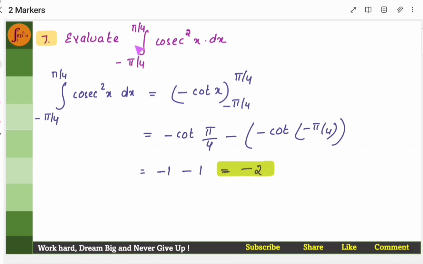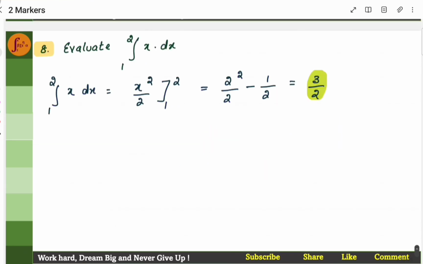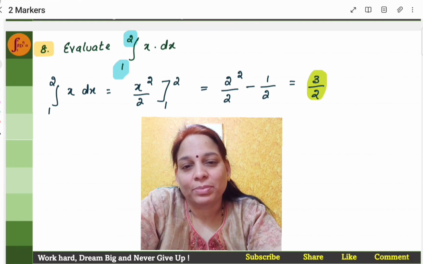Integral of cosec square x from minus pi by 4 to pi by 4. Pi by 4 is 45 degrees. So put cot 45 here. Cot 45 is 1. So you get the answer as minus 2. Let's go to the next problem. Integral of x. These are all simple functions, just that you'll have to put the lower limit and upper limit after finding the integral. So with this, we've come to the end of this particular video.